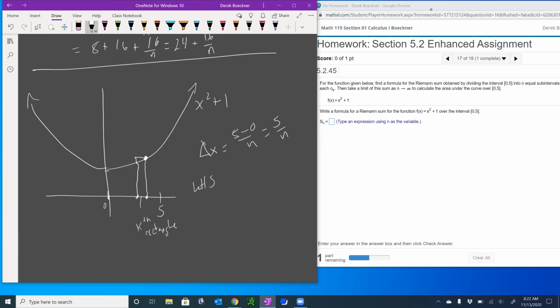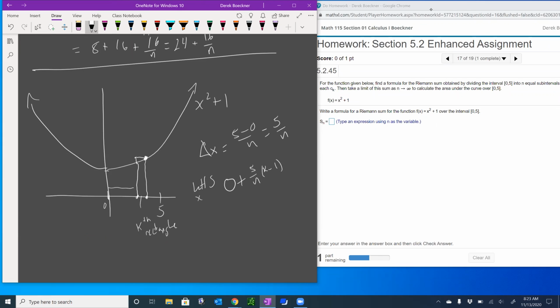So it'll be 5 over n. So we won't have quite the same formula. But I will have to go through k minus 1 rectangles to get to the left-hand side. So I will start at 0, and then I will add 5 over n, k minus 1 times. That'll get me to the left-hand side.